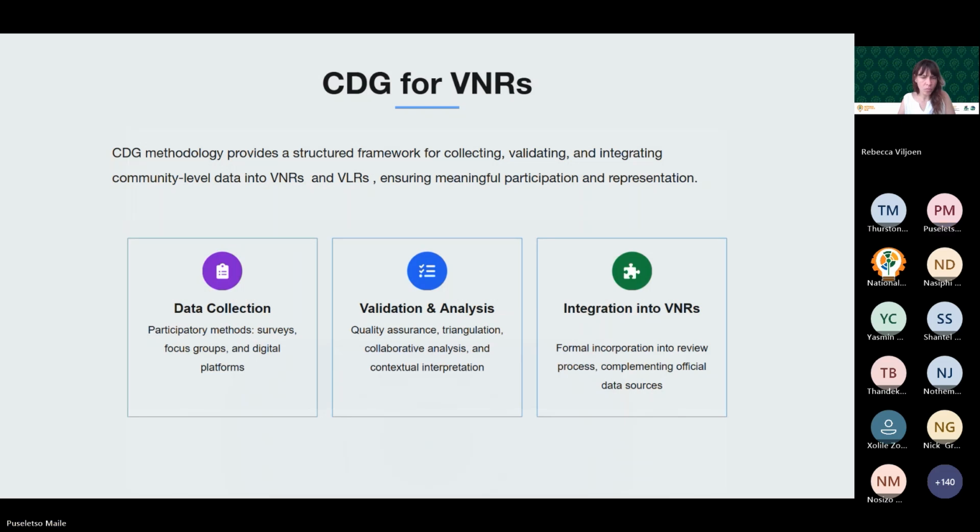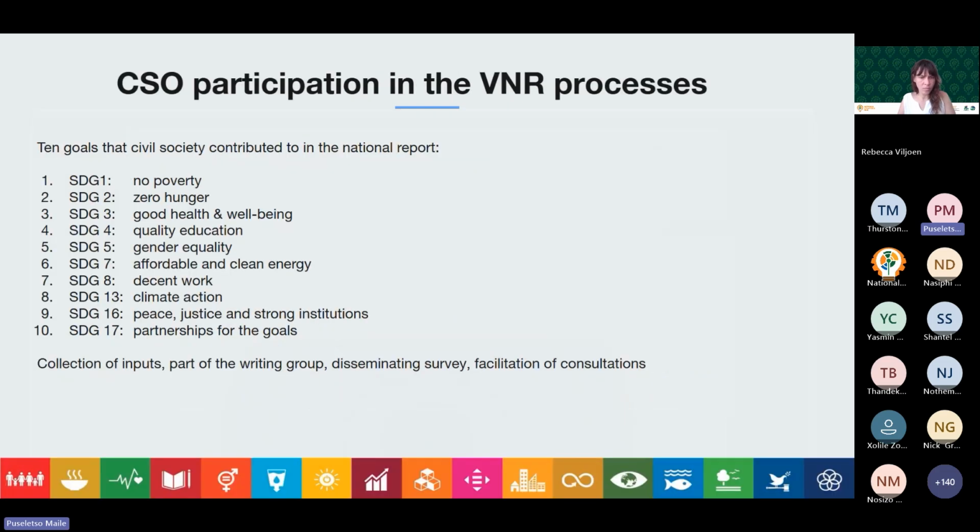referred to. So civil society participated, provided inputs into 10 goals during the 2024 voluntary national review. These are the goals that civil society saw as priority goals for them. As you can see, most of them are social goals, and it's goal 1 on no poverty, goal 2 on zero hunger, goal 3 on good health and well-being, goal 4 on quality education, goal 5 gender equality, 7 affordable and clean energy, 8 decent work, 13 climate action, 16 peace, justice, and strong institutions, as well as goal 17, which is on partnership for the goals.